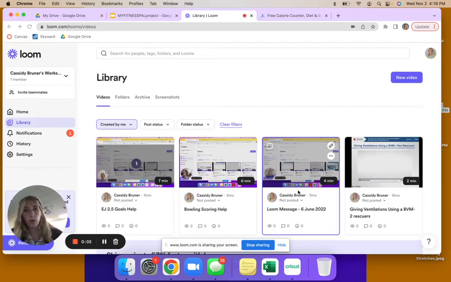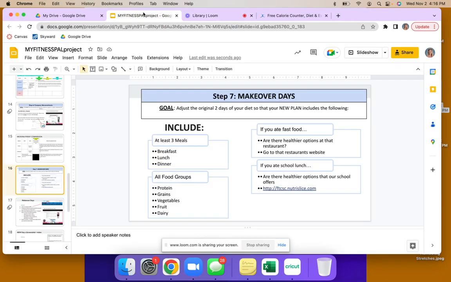Okay, so I'm going to help you with the next part of the project, which is completing the macronutrient charts. But before I do that, I want to talk about what the last step of the project is, because it can help you a lot when completing the charts. Basically, the whole point of this project is you log your food for 2 days.